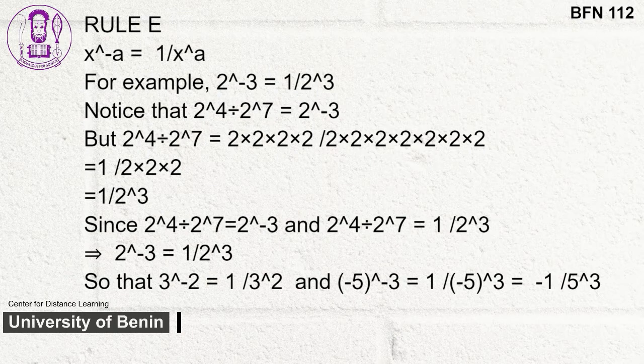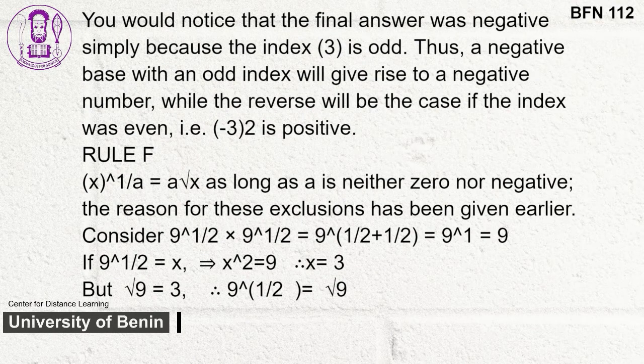Since 2 to the power of 4 divided by 2 to the power of 7 equals 2 to the power of minus 3 and 2 to the power of 4 divided by 2 to the power of 7 equals 1 over 2 cubed, 2 to the power of minus 3 equals 1 over 2 cubed. So that 3 to the power of minus 2 equals 1 over 3 squared, and minus 5 in brackets to the power of minus 3 equals 1 over minus 5 in brackets cubed, equals minus 1 over 5 cubed. You would notice that the final answer was negative simply because the index, 3, is odd.